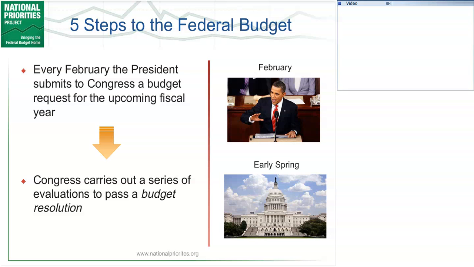Congress then carries out a series of steps to evaluate that request, starting with the creation in both the House and Senate of a budget resolution. The budget resolution sets overall spending guidelines for general categories of federal activities like security, agriculture, and education, but doesn't look at funding for particular programs. That portion of the process occurs later on.